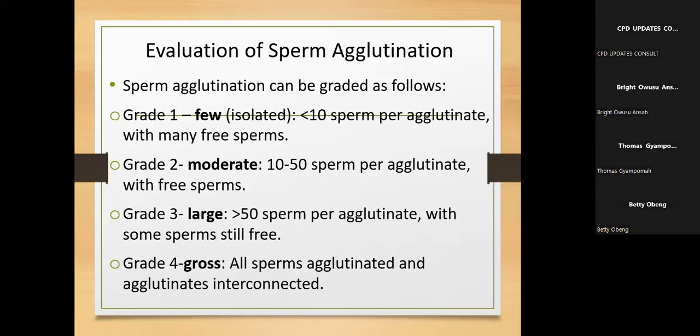So when there are only few sperms, less than 10 per clump, it is called few. So you can say few agglutinates. Remember, we said that even the few, just write it. That's agglutinate, because it is a first signal that there could be anti-sperm antibodies. All right. Then if they're between 10 to 50 per agglutinate or per clump, that is moderate. If they're more than 50 per agglutinate, that's large agglutinates. If almost all the sperms have agglutinated and become one clump, then that's gross. Gross. All right.